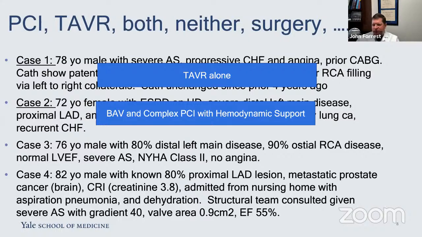Through that sheath after the BAV, we'll then put in our support device, be it a balloon pump or an Impella, and then we'll proceed with the complex percutaneous coronary intervention in that case. So I think, Manaf, you're right on there, right?